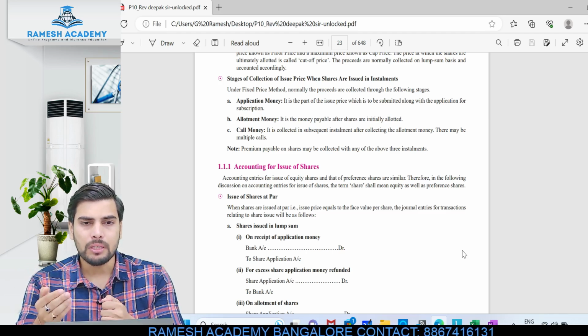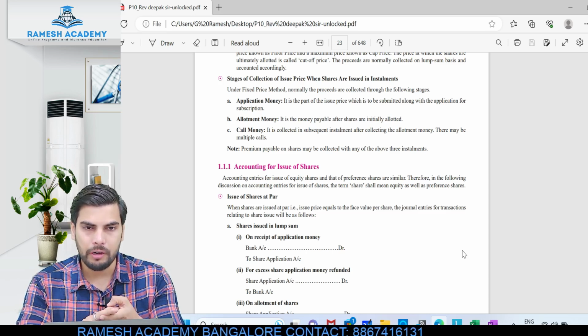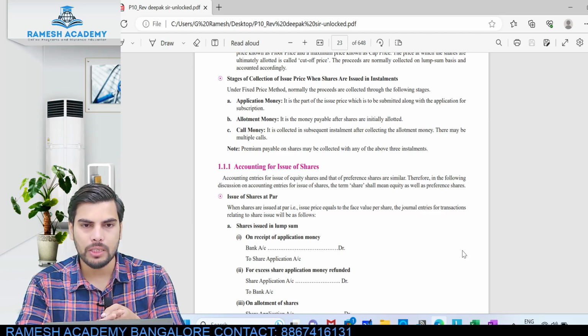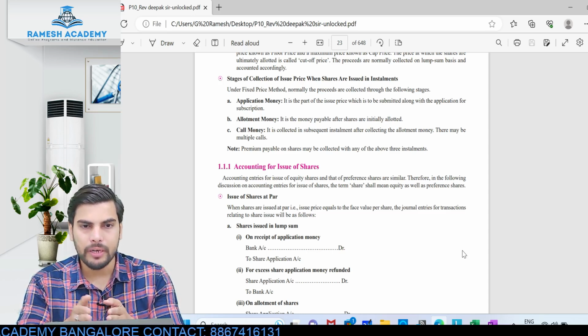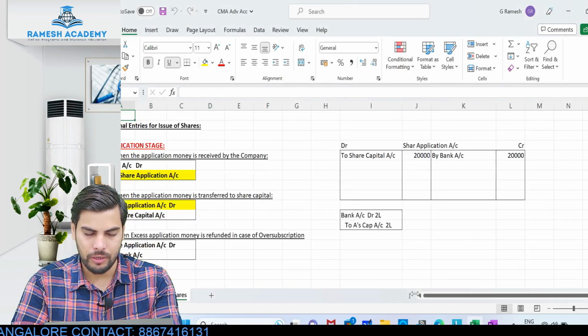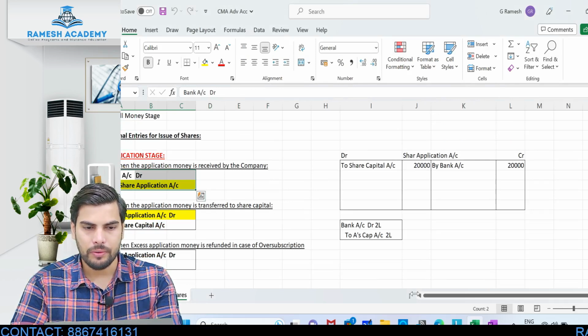From the second stage and onwards, what are we supposed to do? We are supposed to pass the due entry first and then the receipt entry. So what will be the due entry when the allotment money is due? The entry would be like this: share allotment account debit to share capital account. If you have a look at this, I'll just show you the entries. Look at this. This is the entry when application money is received: bank account debit to share application account.